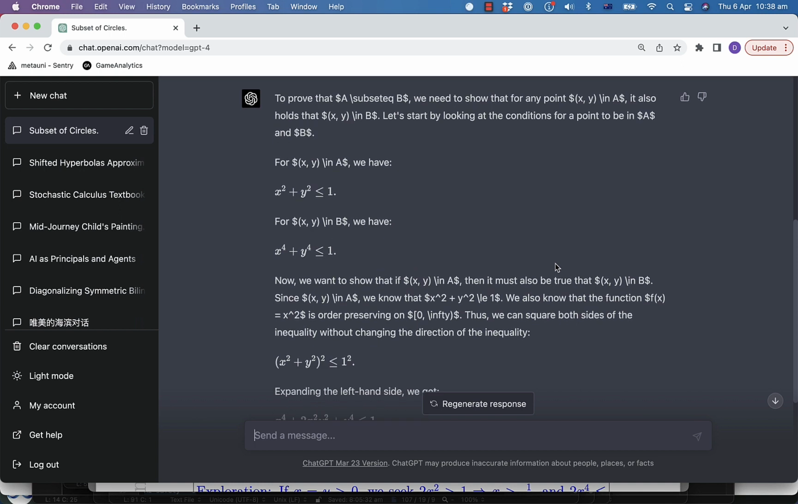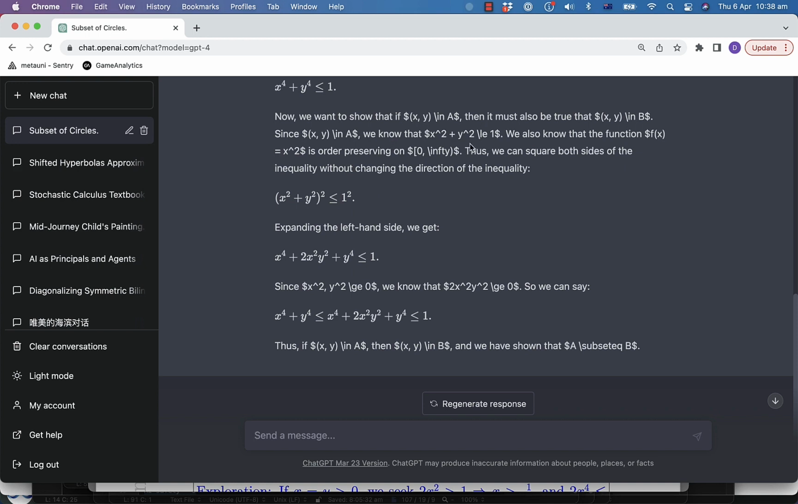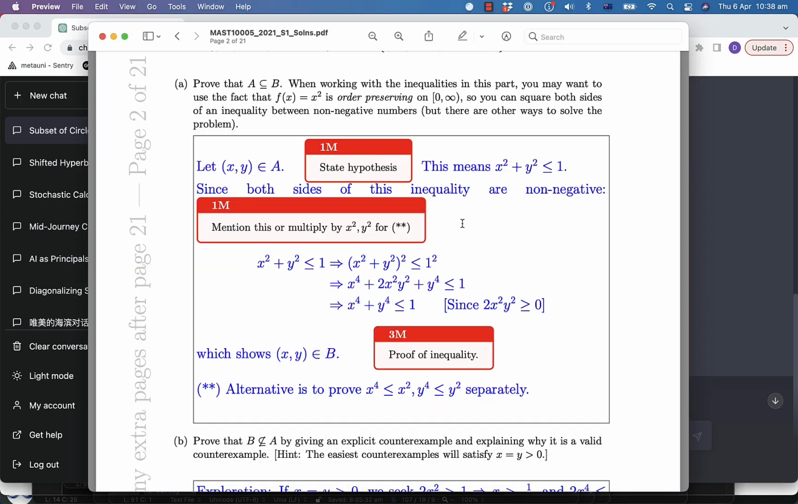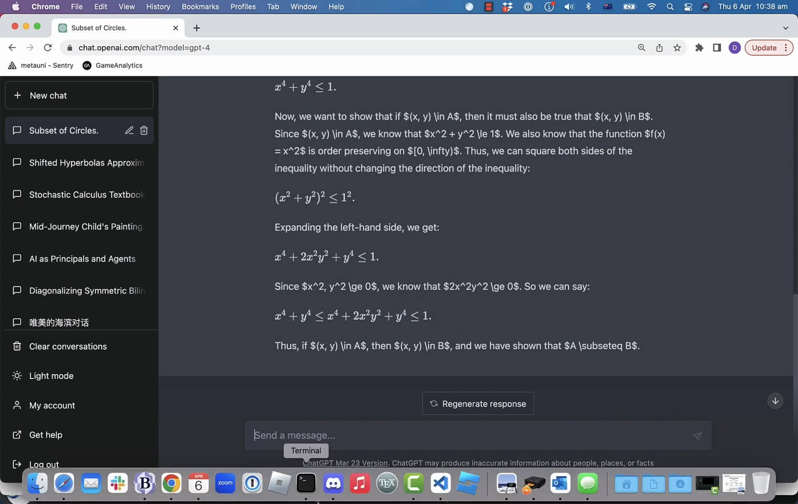To prove that A is contained in B, we need to show that for any (x, y) in A, it also holds that (x, y) is in B. Now we want to show if (x, y) is in A, it must also be true. We know that f(x) = x squared is order preserving. Okay, very good. I guess that's implicit here. You didn't have a point for whether or not, but that's often something we would allocate a point for, right? Square both sides, good. Expanding, good. Okay, 5 out of 5.